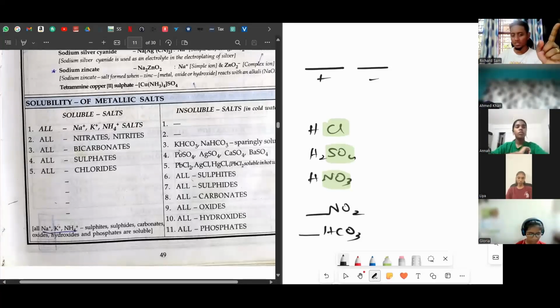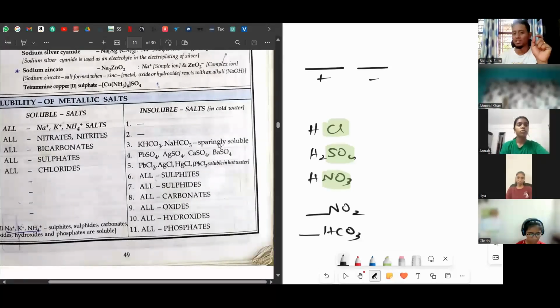Bicarbonates also have weird exceptions. That is potassium bicarbonate and sodium bicarbonate. See what we said in the beginning, potassium and sodium salts are all soluble. But potassium and sodium salts of the bicarbonates are sparingly soluble. Sparingly means maybe if you heat the water or mix it nicely, then a little bit will get dissolved.